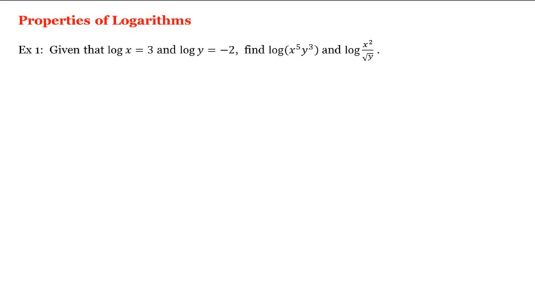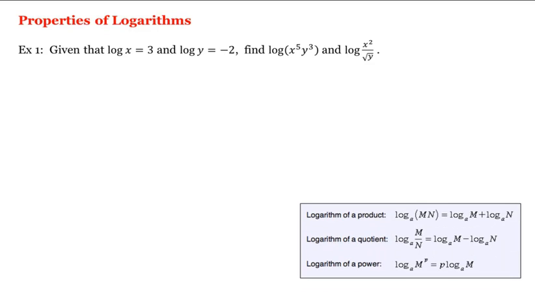Let's work with the properties of logarithms. For example, given that log x is 3 and log y is -2, let's find the log of x to the 5th y cubed and the log of x squared divided by square root of y. And we'll be using the following properties of logs to help us, where here a is any positive base not equal to 1, m and n are positive numbers, and p is any number.